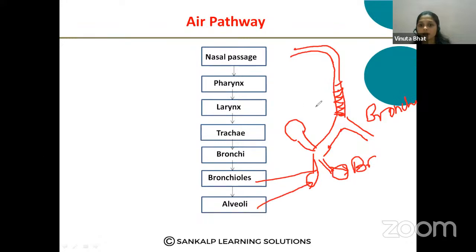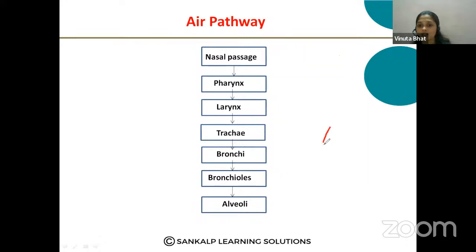Okay, so just note down the pathway: nasal passage, pharynx, then larynx, then trachea, bronchi. When the trachea becomes two branches, that is called the bronchi. Then bronchioles, again small branches. At the end the bronchioles terminate with balloon-like structures like this. So these are nothing but the alveoli.